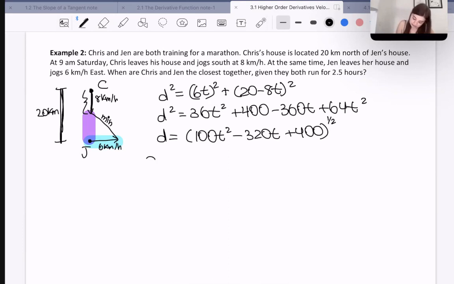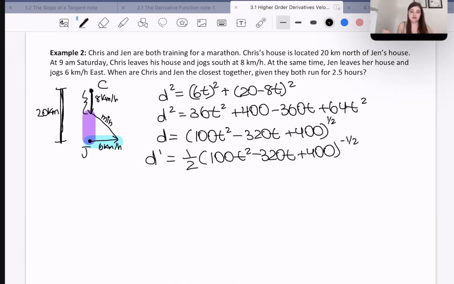So now let's take d prime. d prime is equal to 1/2 times (100t squared minus 320t plus 400) to the power of negative 1/2, according to chain rule. And also, don't forget that we also have to take the derivative of what's in the brackets. This is the step a lot of people forget. So times 200t minus 320. And there we have it.